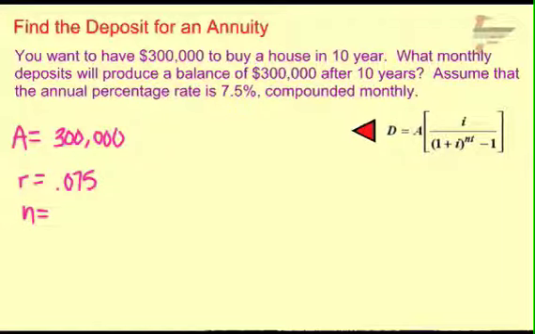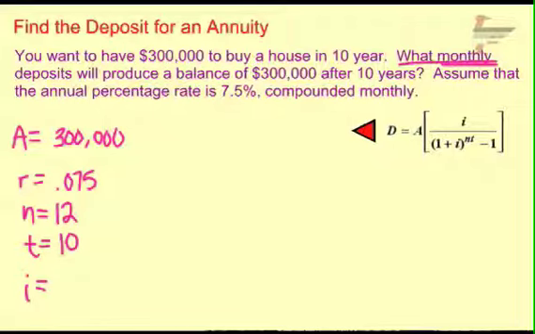N is how many times are we going to put money in every year? And when the question asks what monthly deposits will produce, we're talking putting in money 12 times a year. We also have T, which is our time. So this problem is saying in 10 years, this is the amount we would like to have. And then the last thing is our I value.